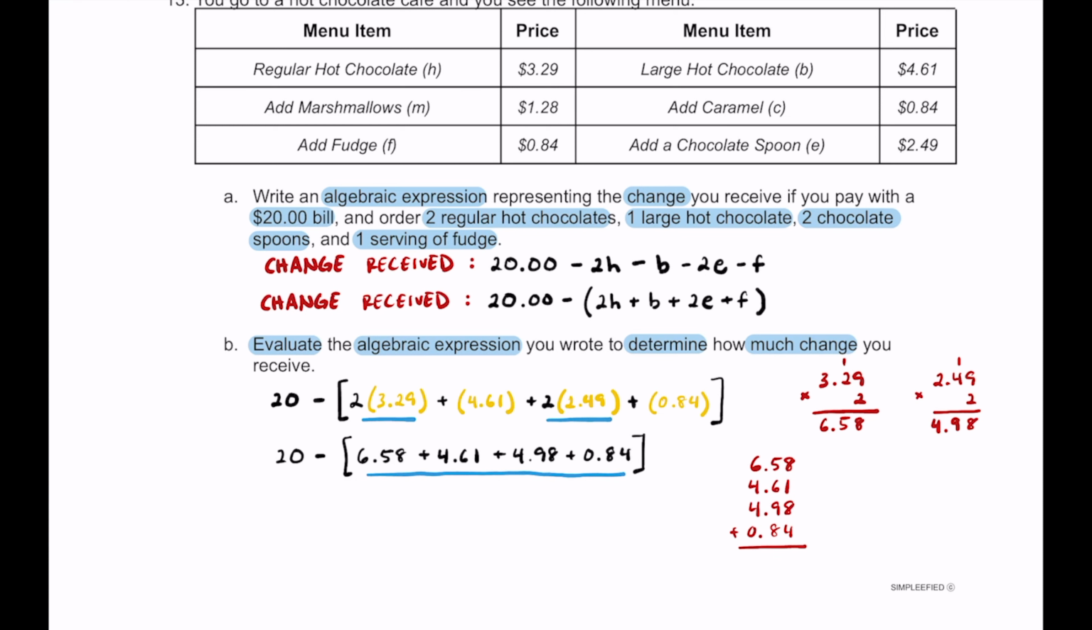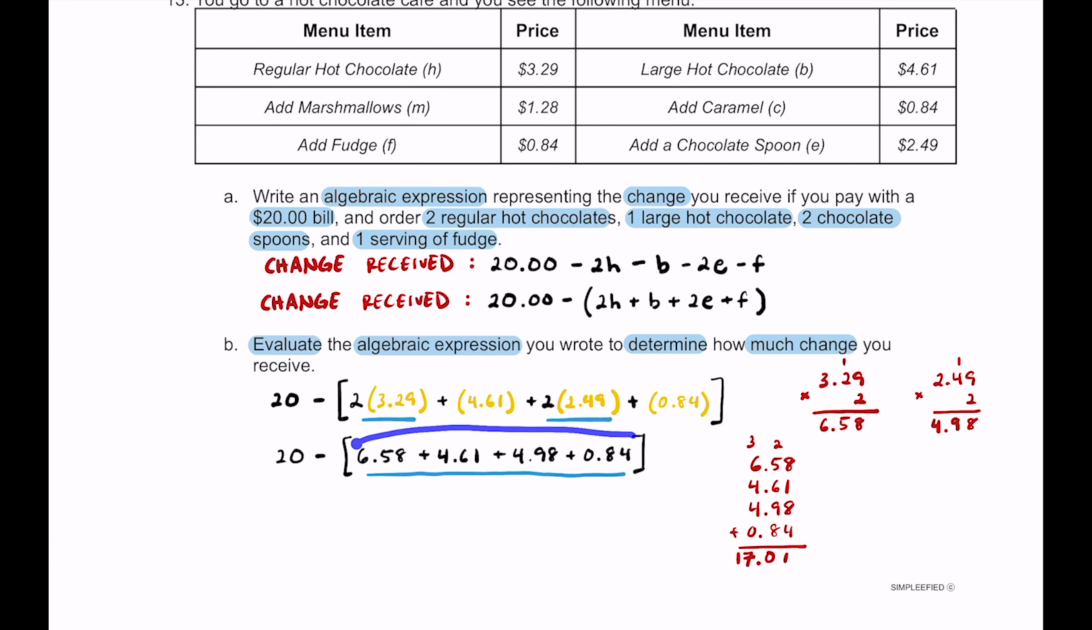Okay, so 8 plus 1 is 9, 9 plus 8 is going to be 17, 17 plus 4 is 21, put the 1, carry the 2, 2 plus 5 is 7, 7 plus 6 is 13, 13 plus 9 is 22, 22 plus 8 is going to be 30, so let's put a 0 and carry the 3. Now bring the decimal straight down, 3 plus 6 is 9, 9 plus 4 is 13, 13 plus 4 is 17, 17 plus 0 is still 17. So that's going to be 17.01 or $17.01.